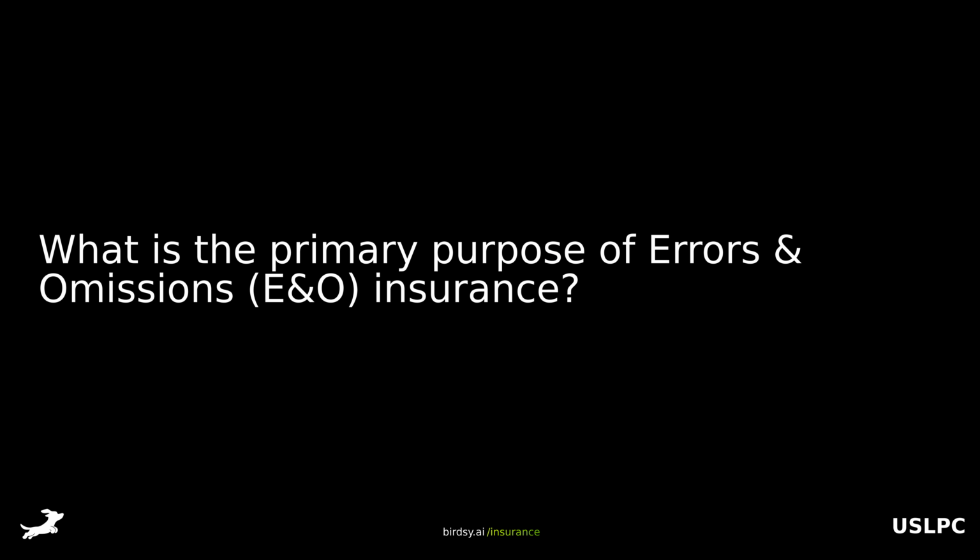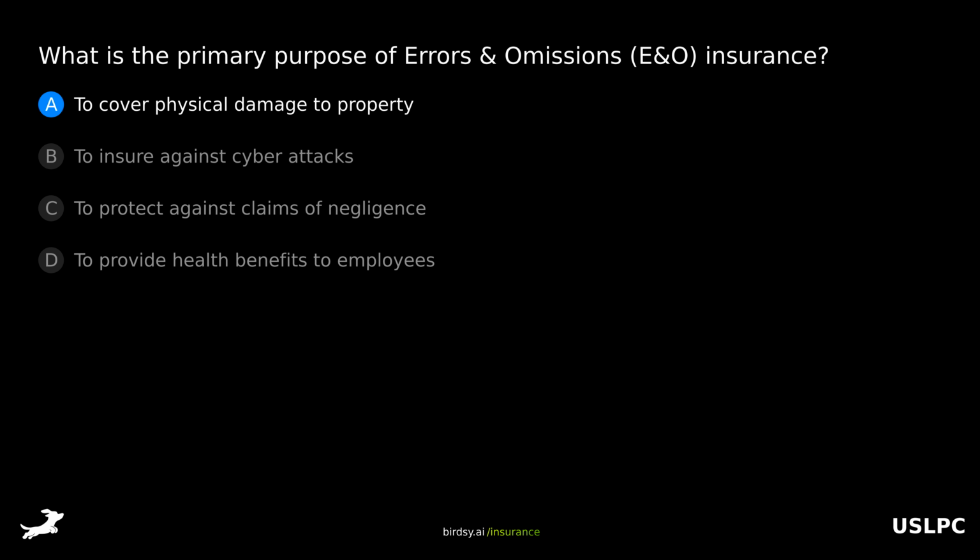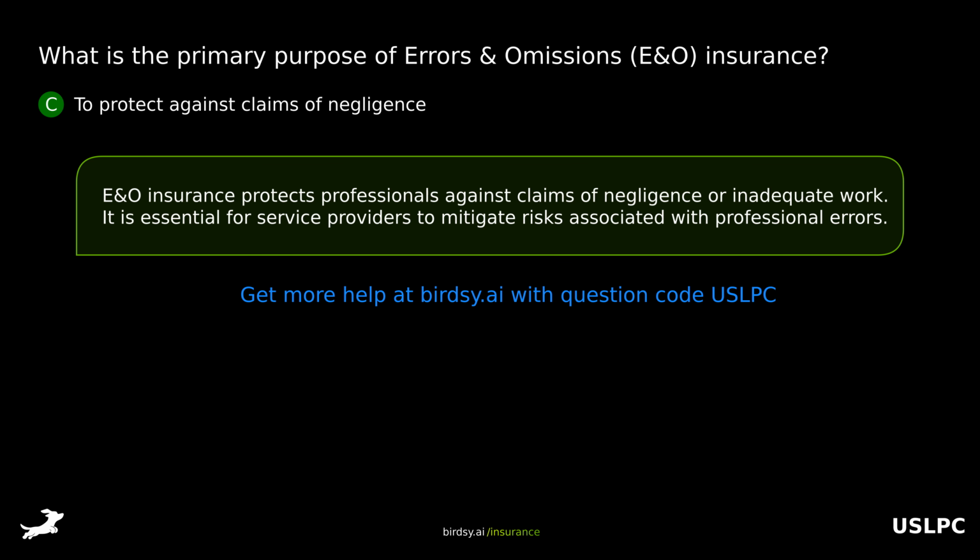What is the primary purpose of errors and omissions insurance? Is it A, to cover physical damage to property? B, to insure against cyber attacks? C, to protect against claims of negligence? Or D, to provide health benefits to employees? The answer is C, to protect against claims of negligence. E&O insurance protects professionals against claims of negligence or inadequate work. It is essential for service providers to mitigate risks associated with professional errors.